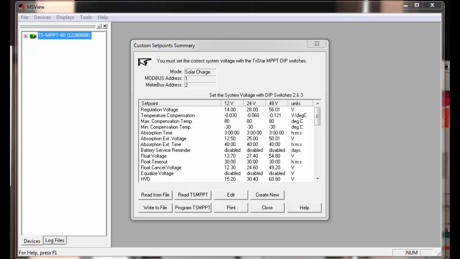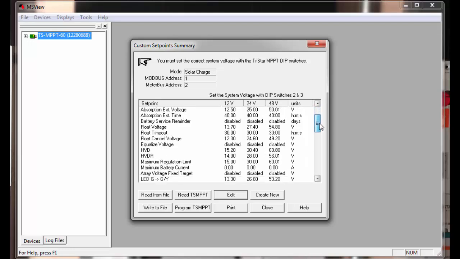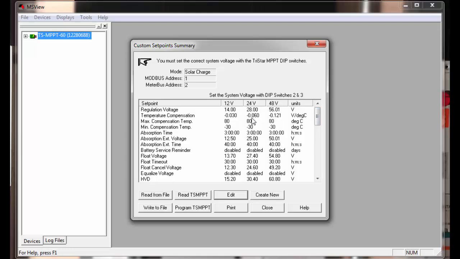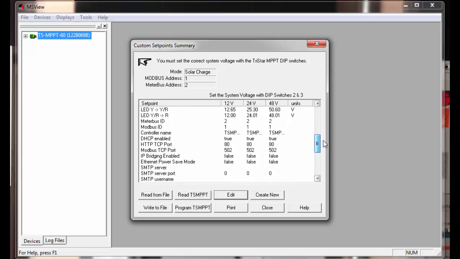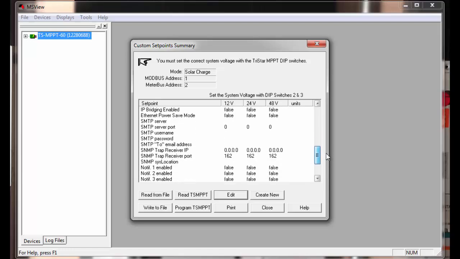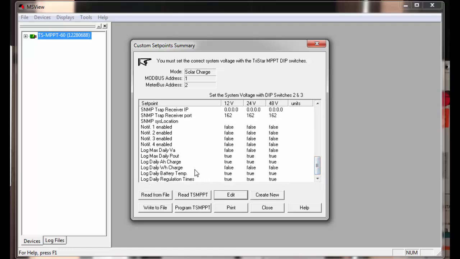And here we are back on the custom settings summary screen. You can review the settings and see the settings that were edited. As you can see, we changed the absorption time to 3 hours, absorption extension time to 40 minutes, and going down, it's a 24 volt battery or the 48 volt or 12, whatever nominal voltage you're interested in. And coming down, we didn't really change that much else, but I guess here we added a few logged values here, the true indications here.